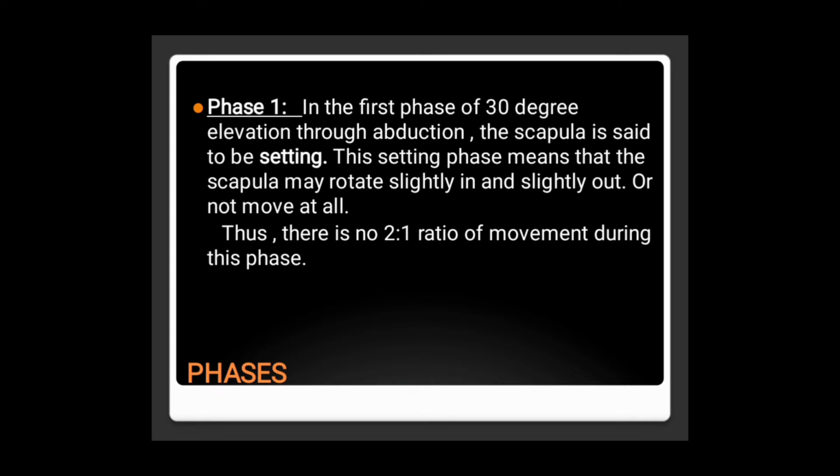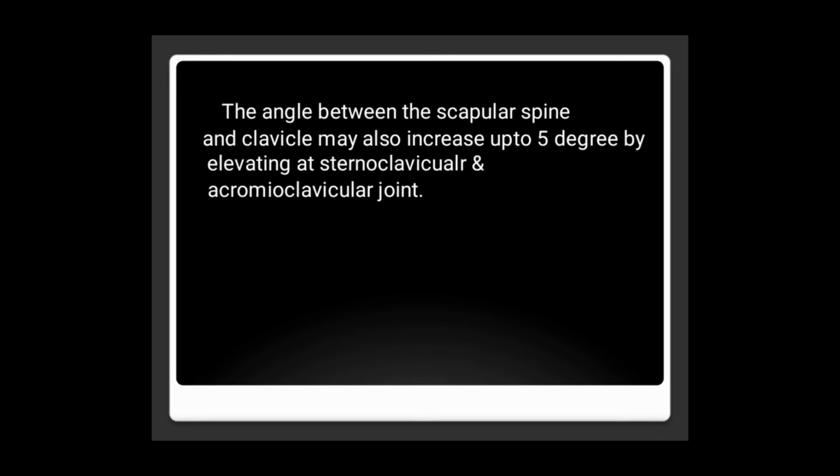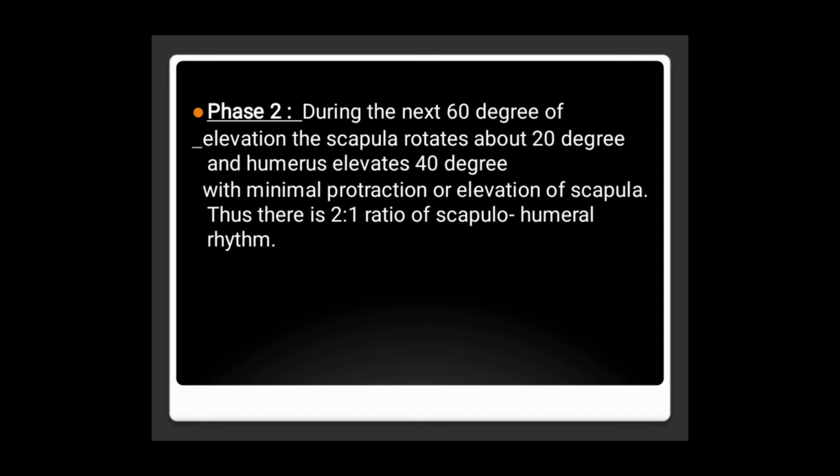Scapulohumeral rhythm has three phases. Phase 1. In the first phase of 30 degrees of elevation through abduction, the scapula is said to be setting. This setting phase means that the scapula may rotate slightly in, slightly out, or not move at all. Thus, there is no 2:1 ratio of movement during this phase. The angle between the scapular spine and clavicle may also increase up to 5 degrees by elevation at the sternoclavicular and acromioclavicular joints.